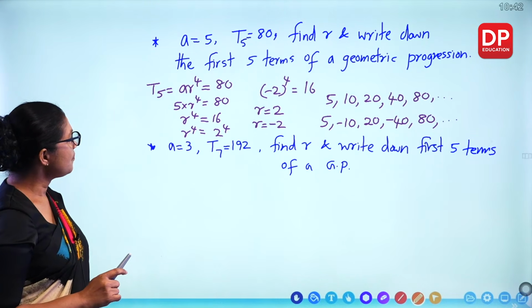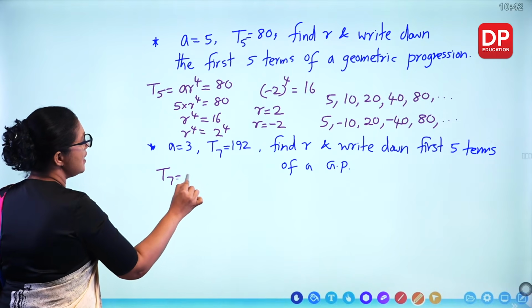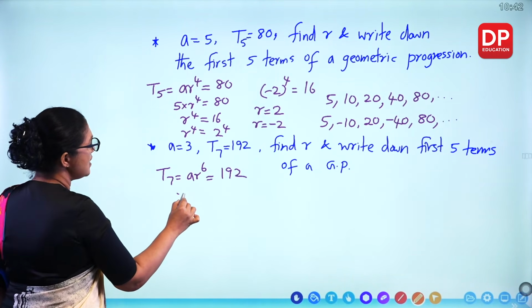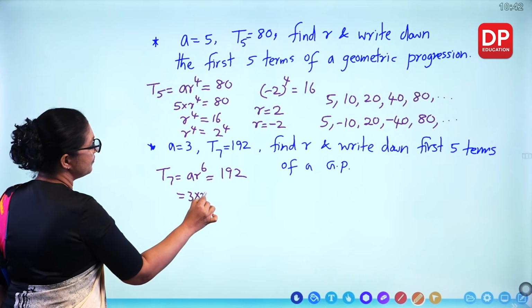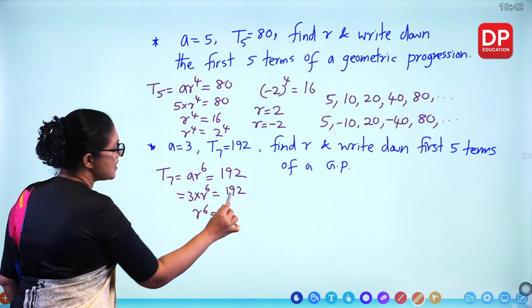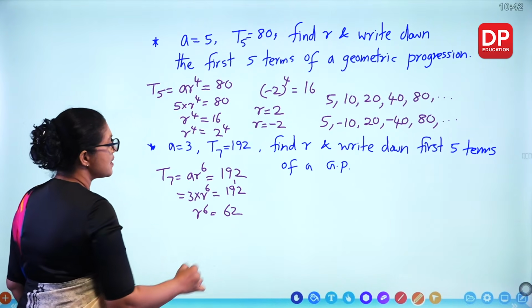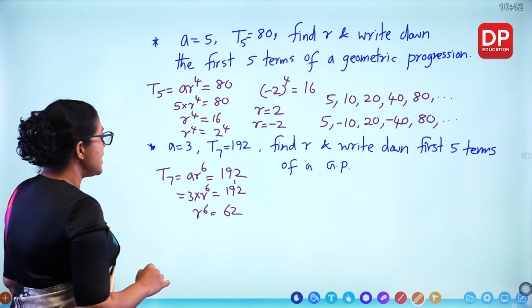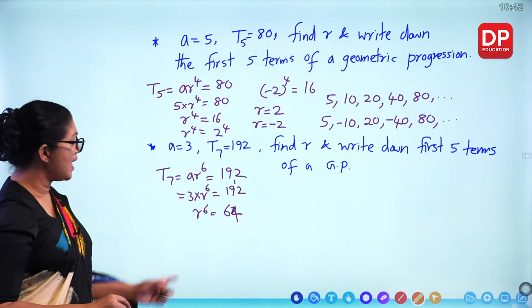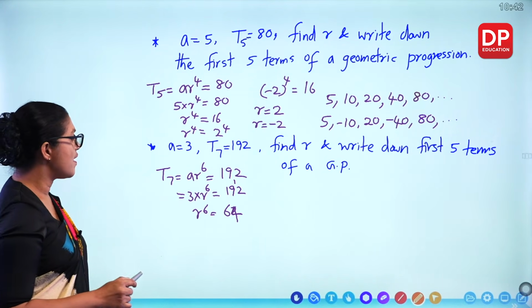This one, the seventh term is 192. So what is T7? ar to the power 6. That's given 192. And a equals 3. Divide this by 3. r to the power 6 is, 3 times 6, 18, 3 times 4, 64. Again, the power is even. You can get positive and negative answers.